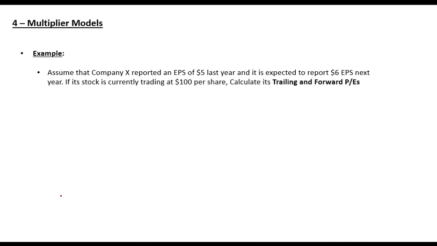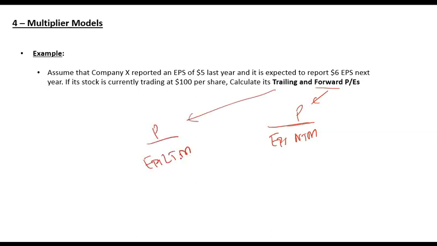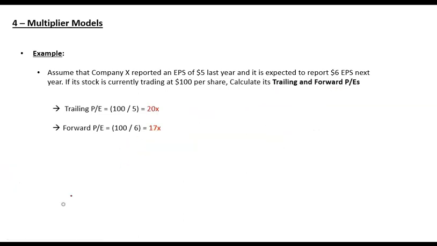To do this question, what is the answer? Current price divided by next year's EPS, or next 12 month EPS, NTM EPS. This is forward. Trailing would mean price divided by last 12 month EPS. So 20 and 16.6, which is approximately 70.